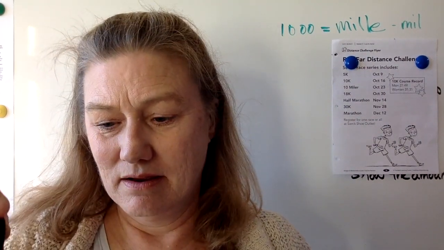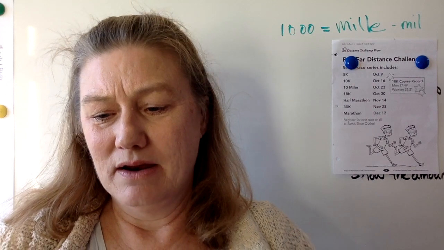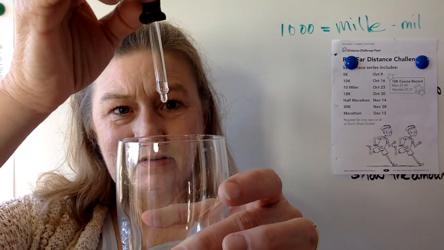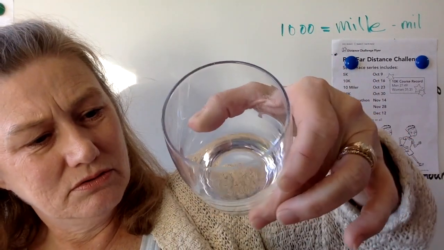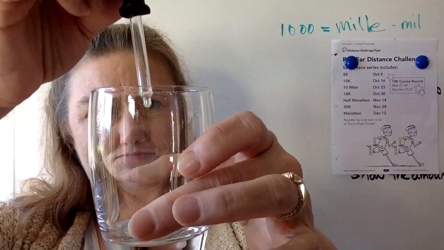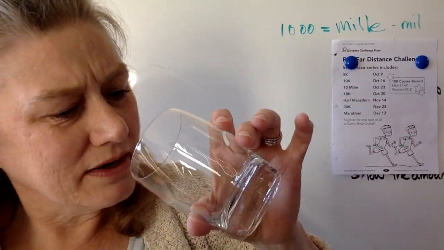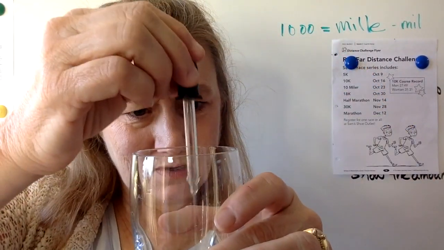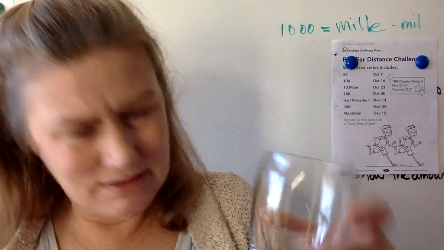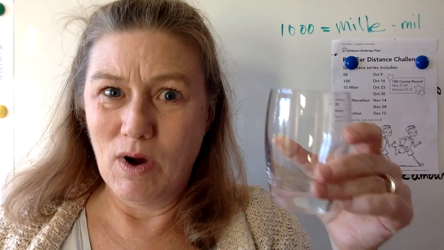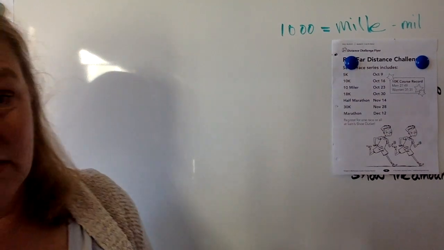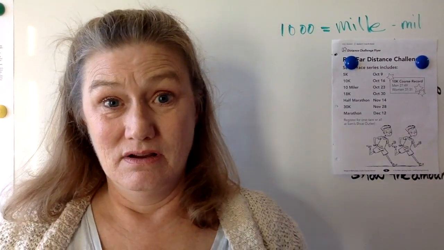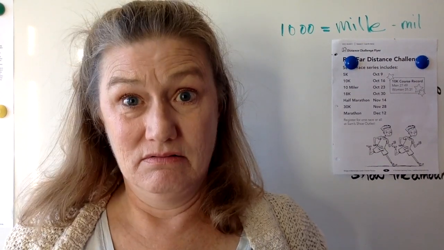Let's go ahead and look at what a milliliter is. Ah, milliliter. 2 milliliters. 3, 4. I think I put 4 in there. 4 milliliters. Oh my goodness. That is not going to be enough water. A milliliter means 1,000 milliliters will make a liter.